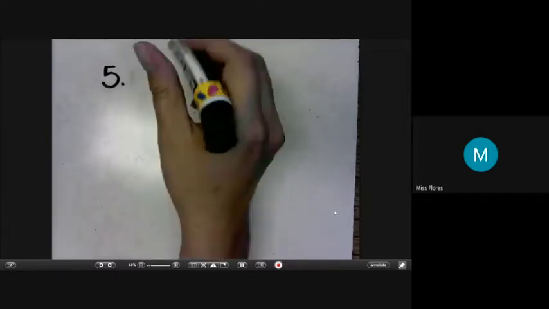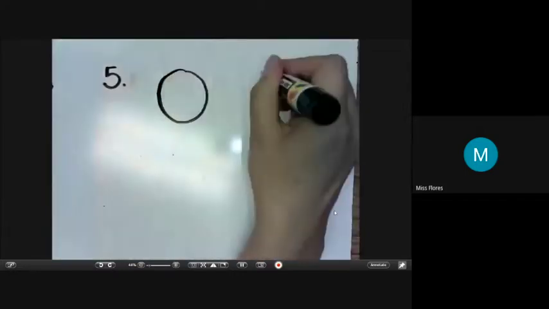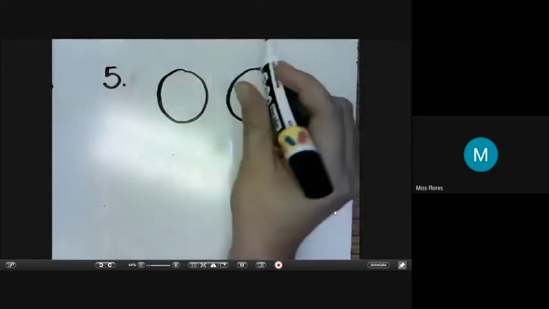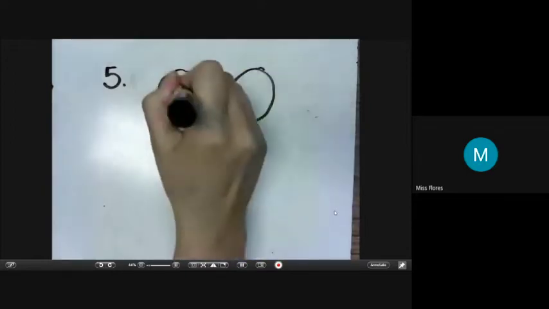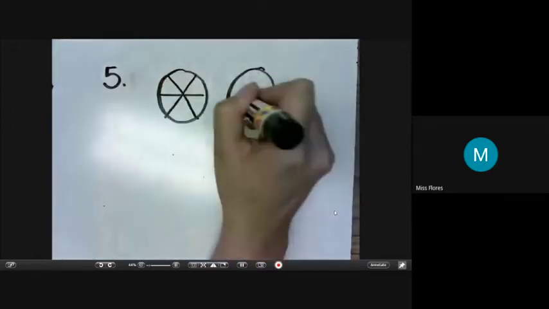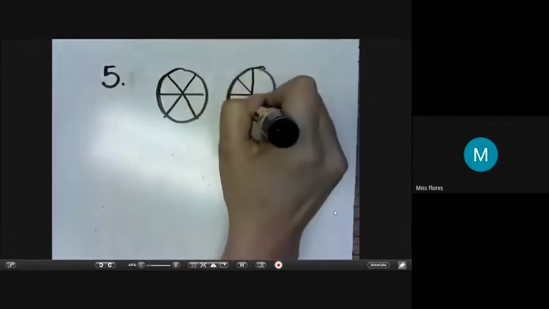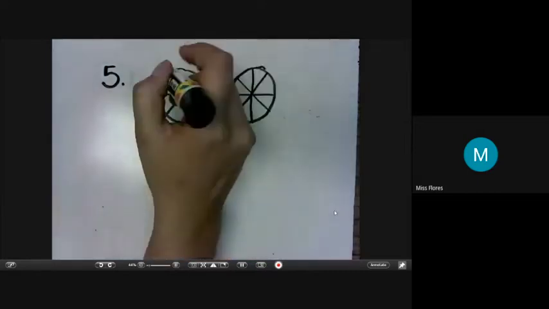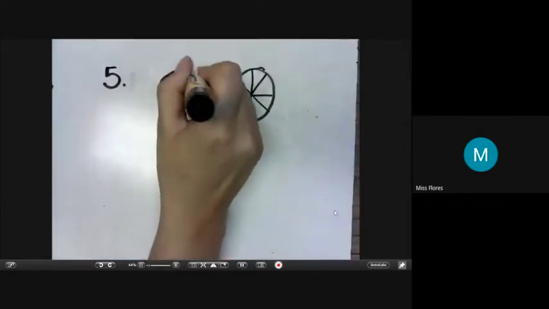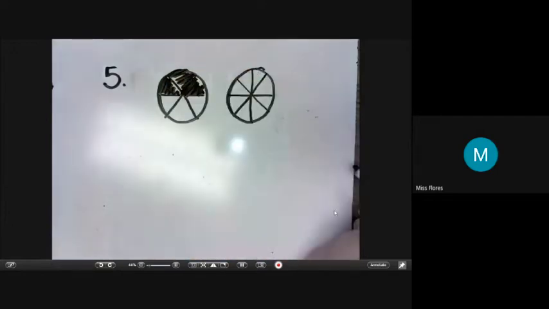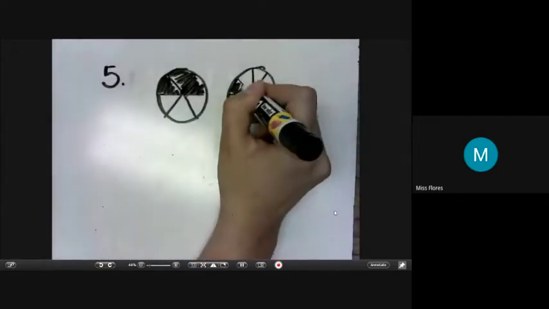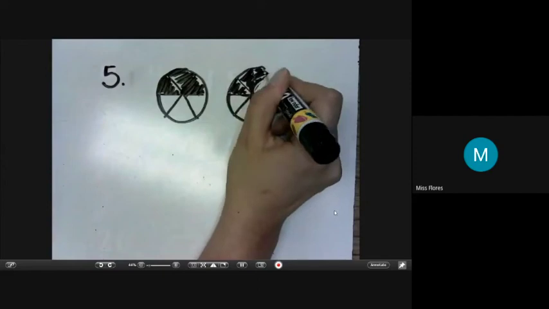Number 5, it says these circles show fractions equivalent to 1/2. Name the fraction shown. So these are the 2 fractions they have in your book. I'm just going to draw them out for you. Okay. And then the pieces that are shaded for the first circle are these top 3 pieces. And then the other circle is these top 4 pieces.